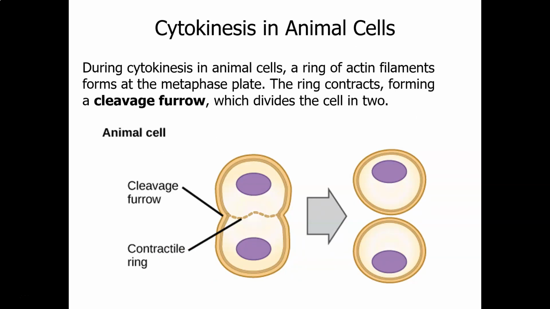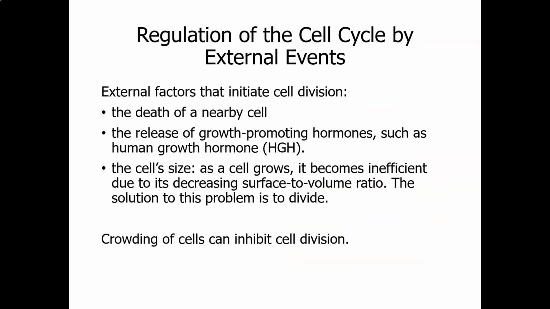In animal cells, the original parent cell forms a cleavage furrow, which is what you see here. And then those Golgi vesicles form a contractile ring, which pinches the parent cell in two. And now you've got two daughter cells here and here that are clones of the parent.